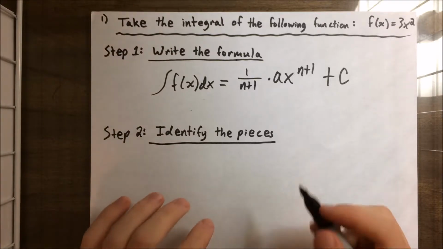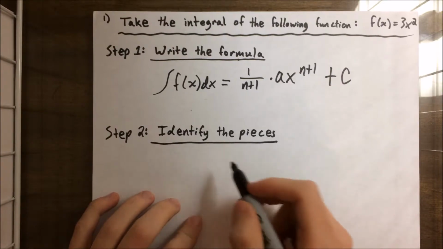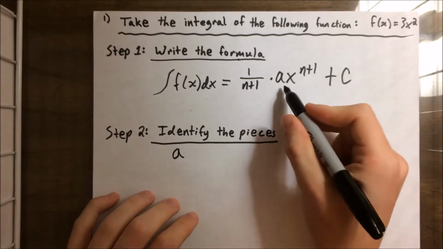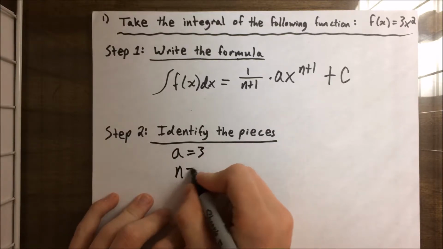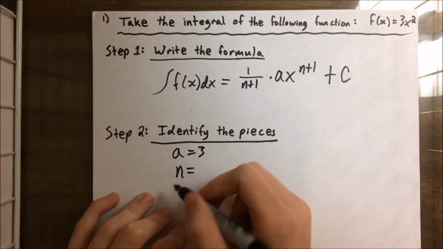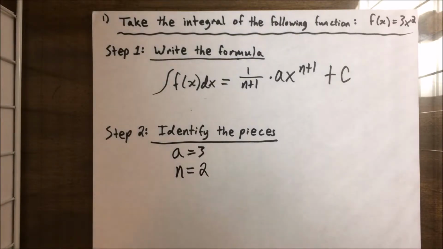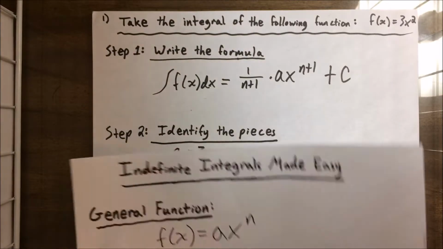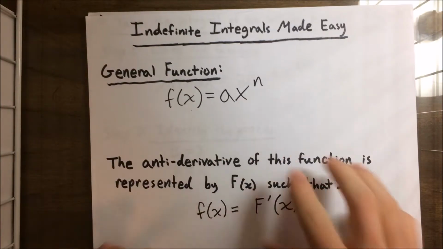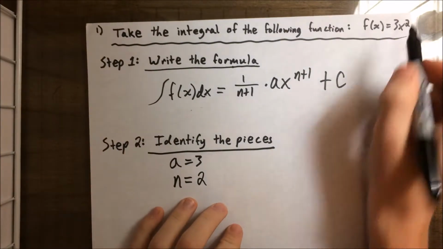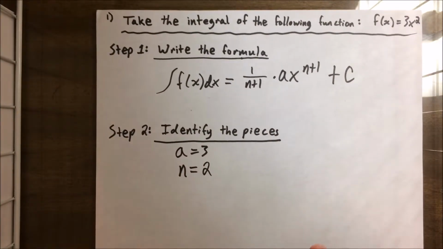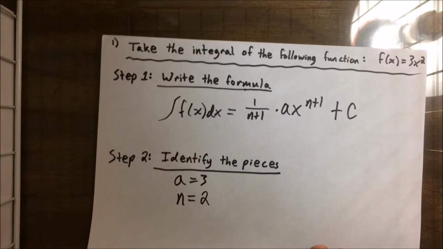Step 2 is to identify the pieces. So a is 3 and n is 2. You know that by looking at the general function, ax to the n.